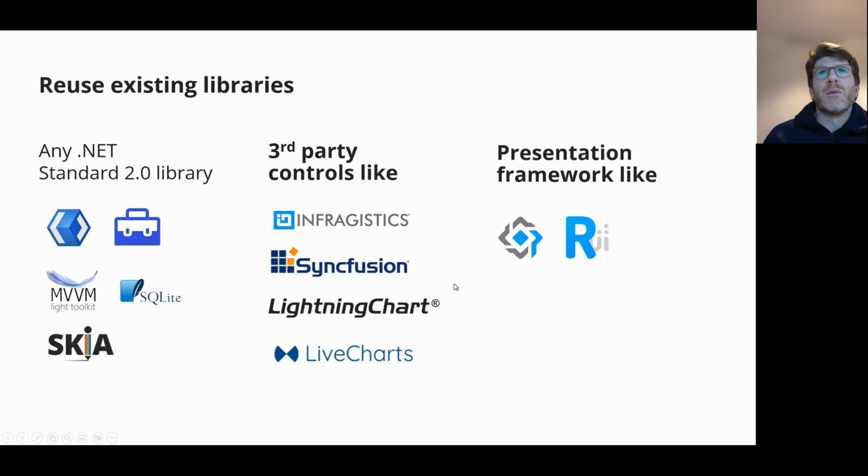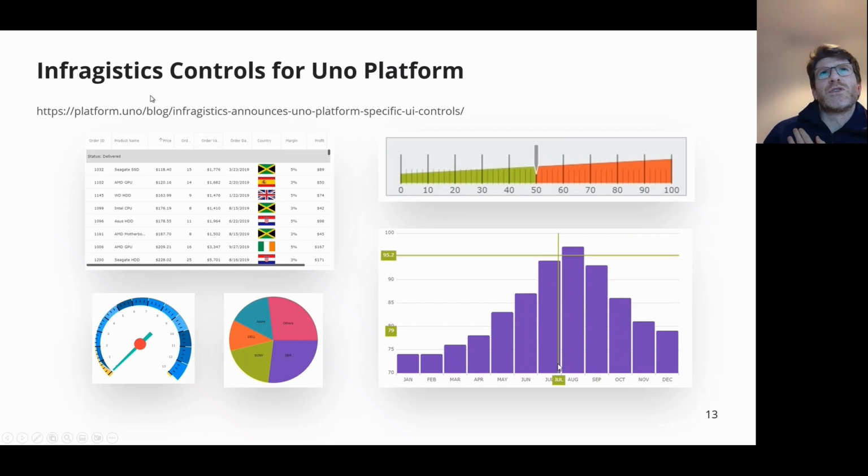Third-party controls: there are a number of control libraries available for the Uno platform. I'm a big fan of what the LiveCharts guys have been doing, but there's also stuff from Infragistics and Syncfusion available for the Uno platform as well. And lastly, there are a number of presentation frameworks, also known as MVVM-style frameworks, so Prism and ReactiveUI are both available for Uno as well. For example, if you want to look at the Infragistics controls, these are some of the different controls and grids they have available, and they render pretty much identically across all of the various target platforms.